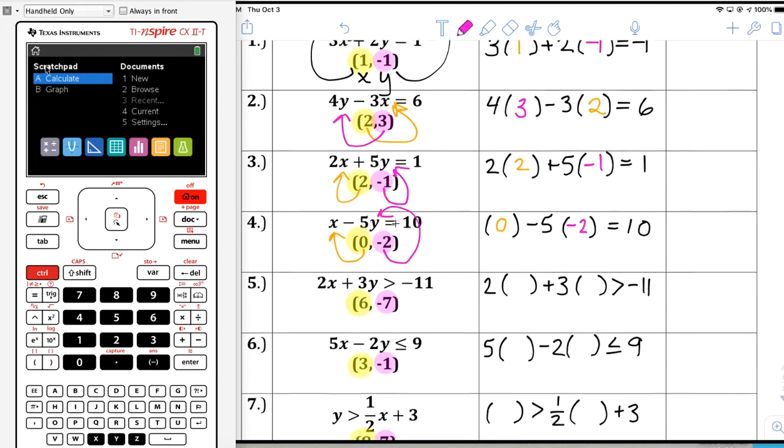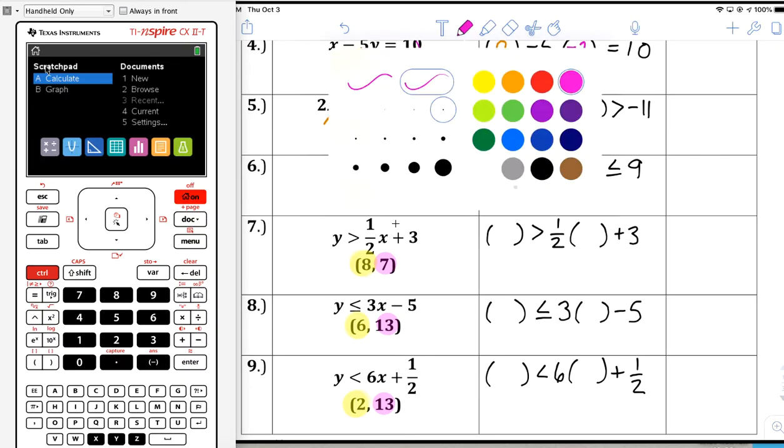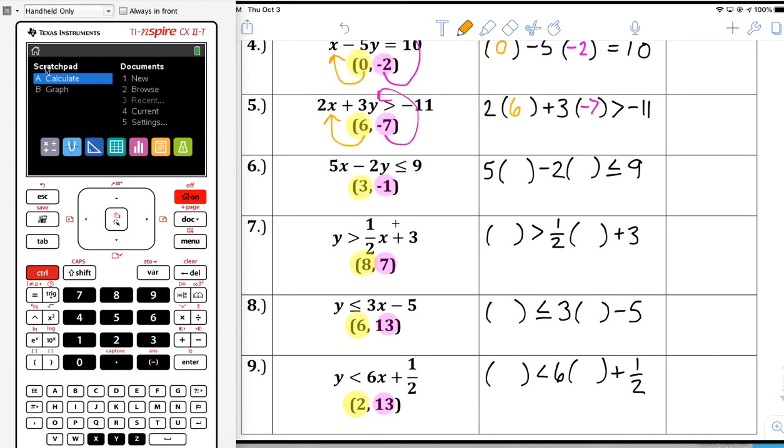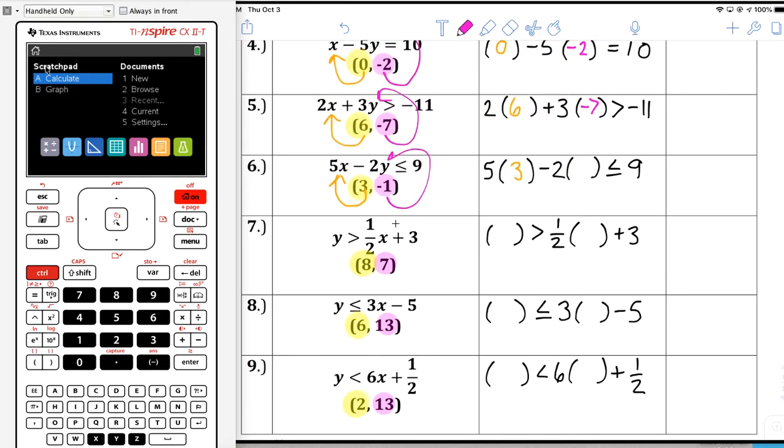Okay, I'm going to scroll up just a little bit so we can see the bottom. Okay, let's do the x. Plugging 6 in next to the 2. 6 is my x. Negative 7 is my y, so I put the negative 7 in next to the 3. Problem 6, my 3 is the x. I'm putting a 3 in next to the 5. And I'm putting my y, the negative 1, in next to my negative 2.